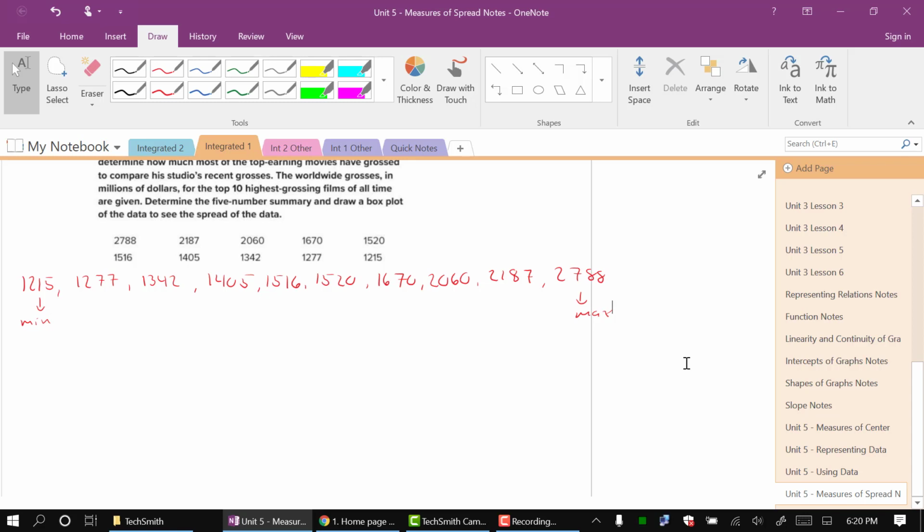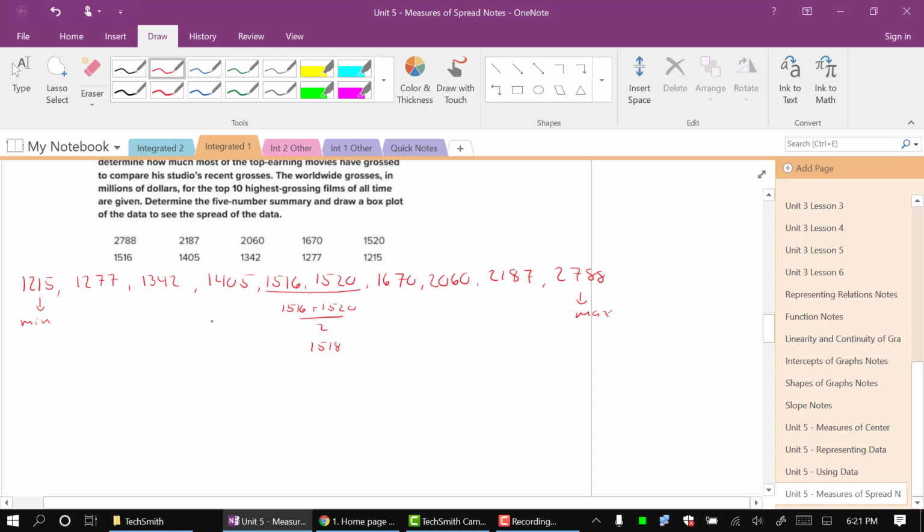Next, we want to figure out what is our middle. So we're going to start working our way to the middle. And we're going to see that we have two numbers in the middle. So we're going to add these together. So 1516 plus 1520 divided by 2 gives me 1518. And that is known as the middle of our box plot.